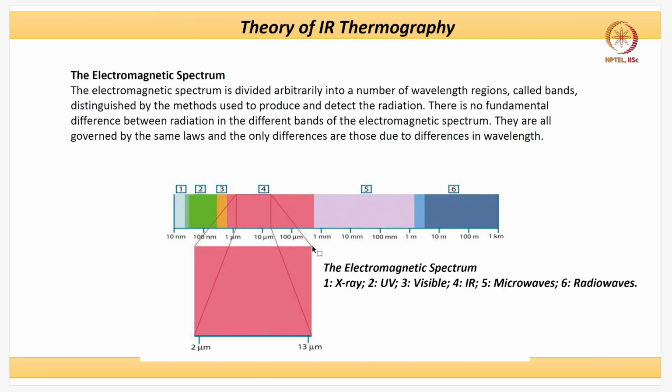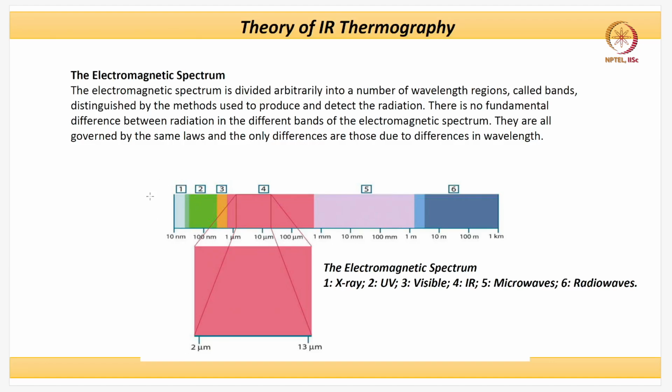So again, we take a look at the electromagnetic spectrum. The electromagnetic spectrum is divided arbitrarily into a number of wavelengths and regions called bands. All right. So these bands are distinguished by their corresponding wavelength signature.